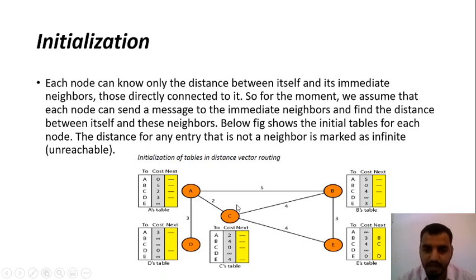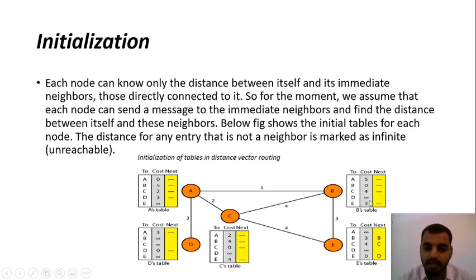In the same way, consider the B table. How is the B table constructed? The distance from B to A is 5. The distance from B to B is 0. The distance from B to C is 4. What is the distance from B to D? B is here and D is here. There is no direct connection.